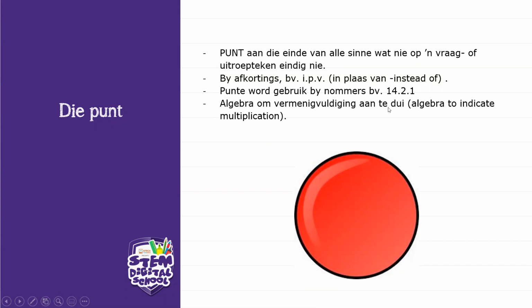Algebra om vermenigvuldig en ander dui. This is an important one. We also use the full stop or the punt to indicate multiplication in algebra.